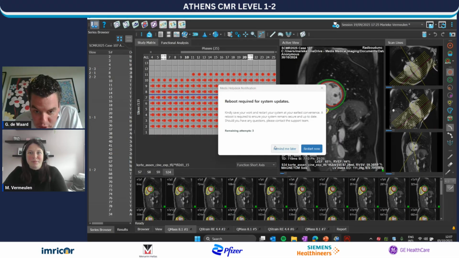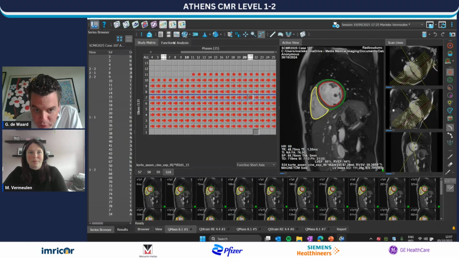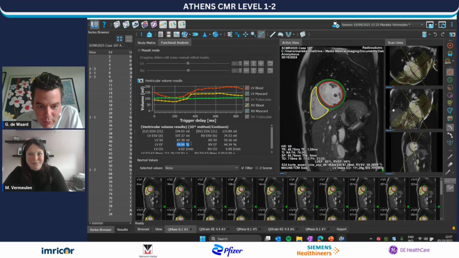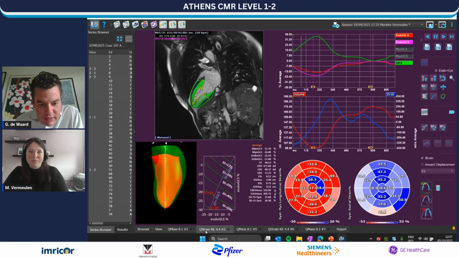So yeah, it's an advantage. So here it is actually a little bit reduced, right? LVEF of 45. Yeah, here it's 45 indeed, LVEF. So I'll have to check whether that agrees more with the echo than the score that we had. So let's go to the strain analysis and show how that is.